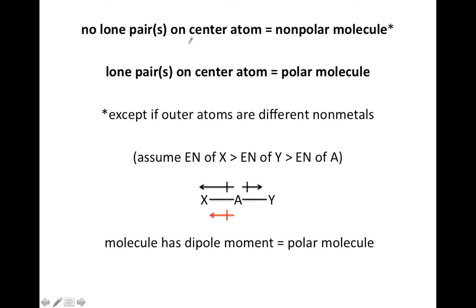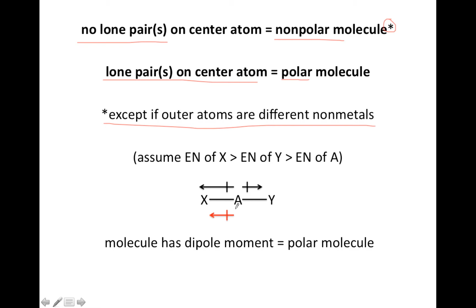So we can summarize in general and say that molecules with no lone pairs on the center atom will be nonpolar, and molecules with lone pairs on the center atom will be polar. It's that simple. However, I put an asterisk here. The one exception when you have no lone pairs on the center atom would be if the outer atoms are different nonmetals, then it will still be a polar molecule.